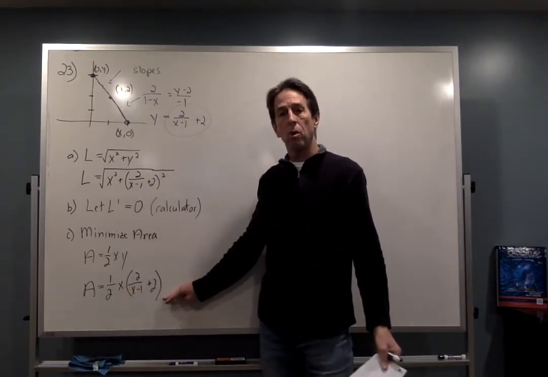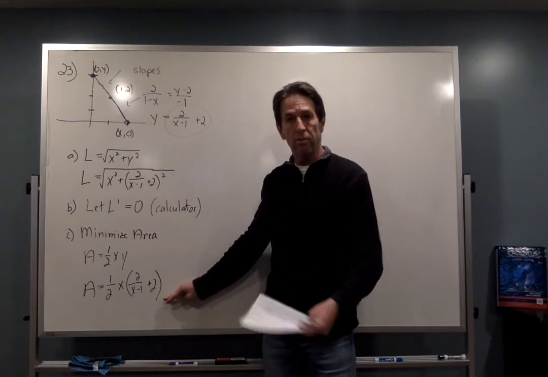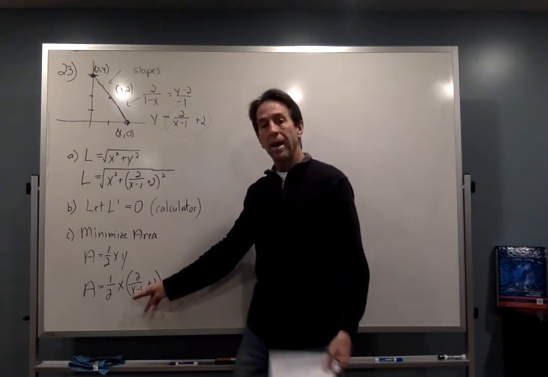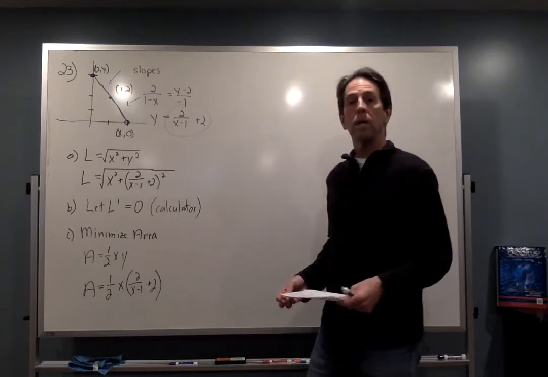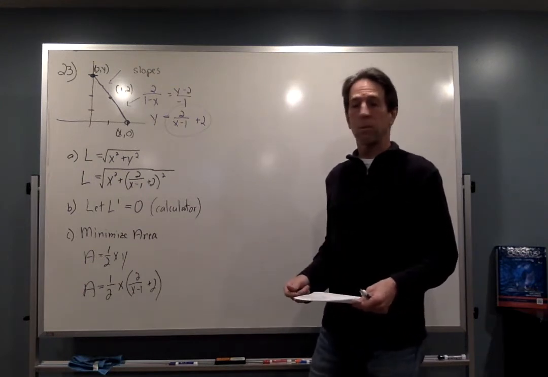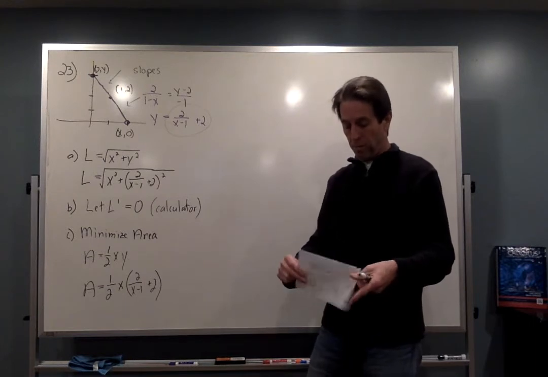Once we have that area formula, same thing. We can find the derivative, set it equal to 0, find the x value that makes the area the smallest we can get. So that's kind of a recap of 23. I would go through some of the details and make sure it all works out for you.